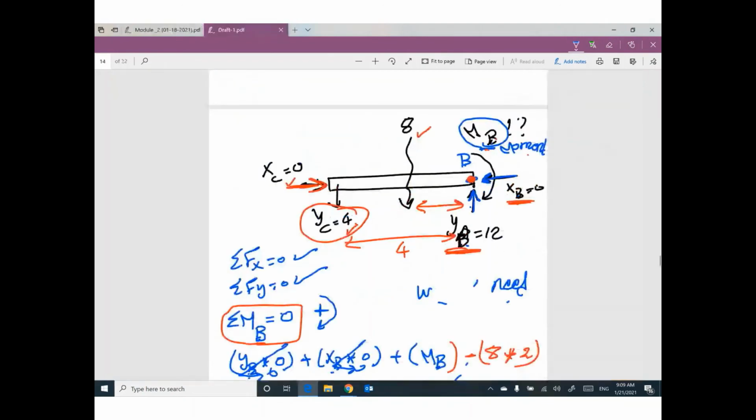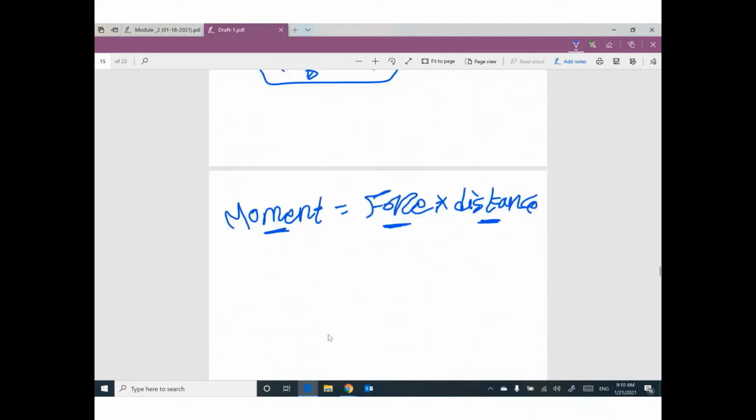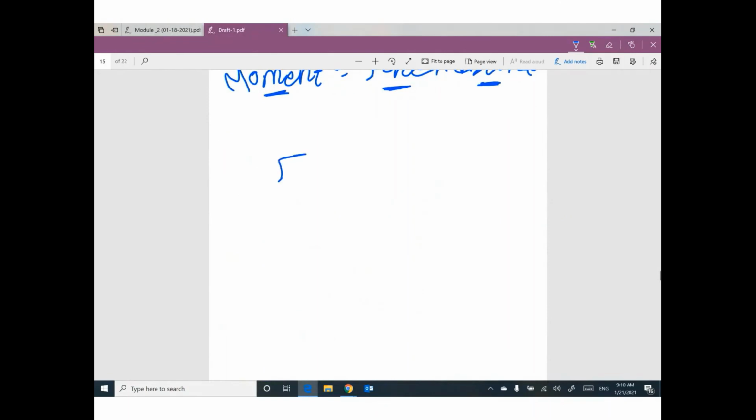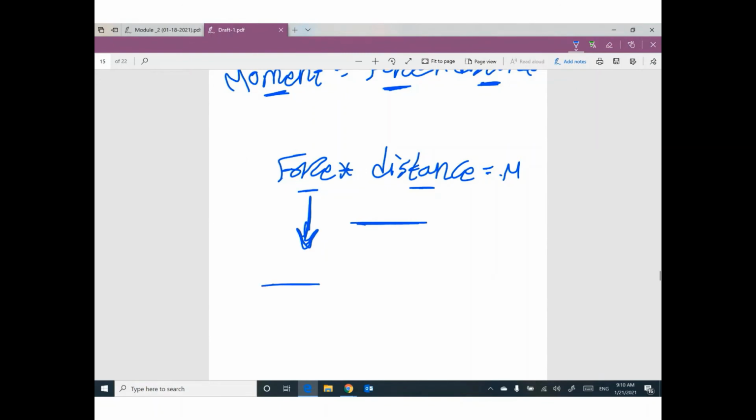So guys, please don't forget the force times distance. To get a moment, your force and your distance must be perpendicular. If your force is vertical, your distance must be horizontal. If your force is horizontal, your distance must be vertical. If you don't have a distance, your distance will be 0.